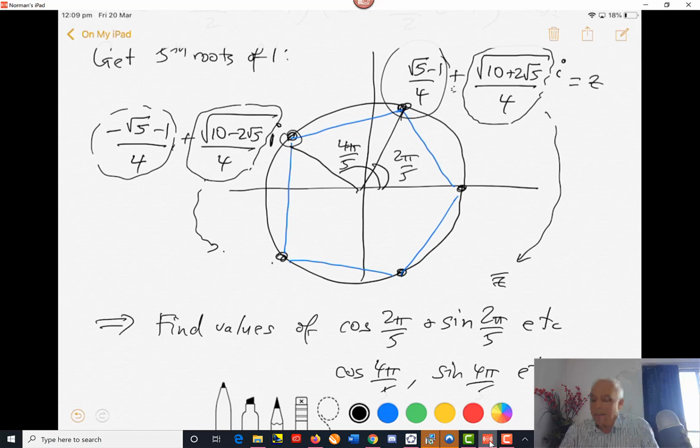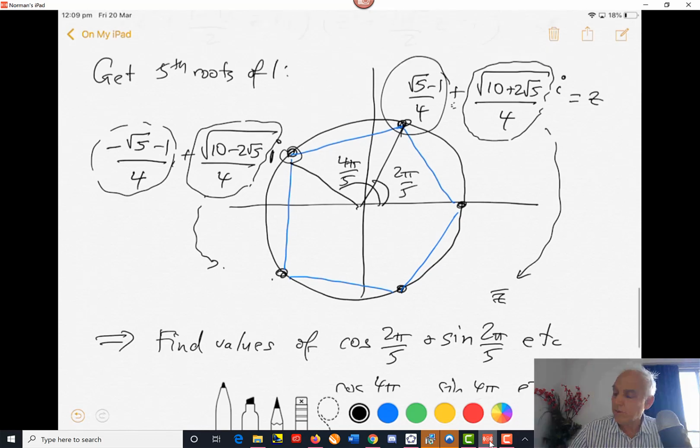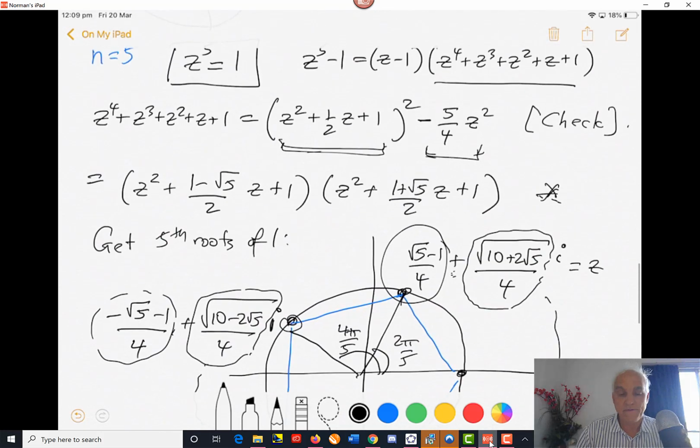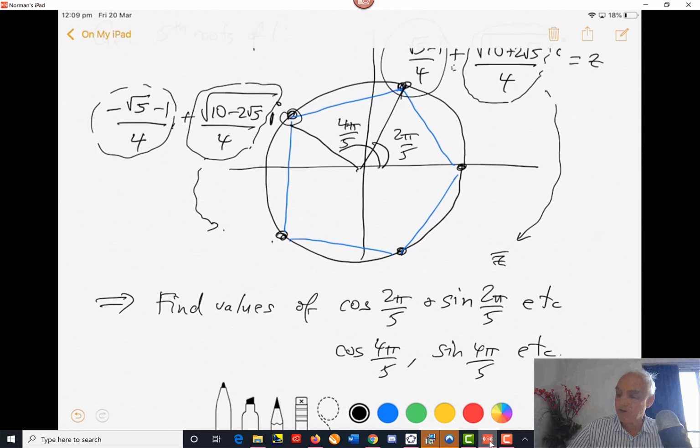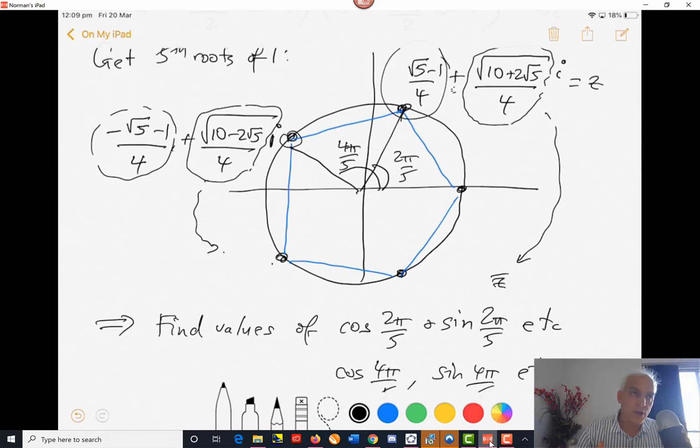Now, this is very explicit. This is in Cartesian coordinates. We've used some algebraic trickery in order to factor these things. From the point of view of complex numbers, another way of describing these things is in terms of polar coordinates.